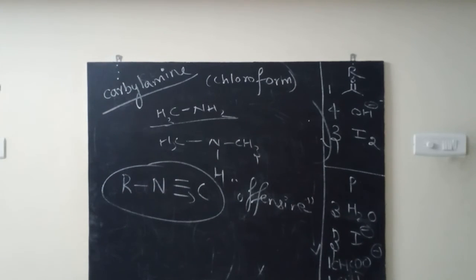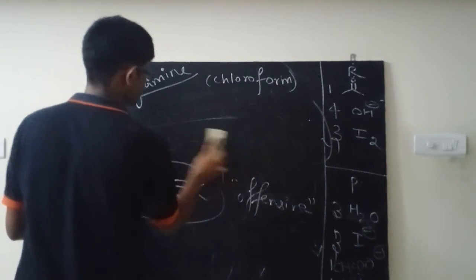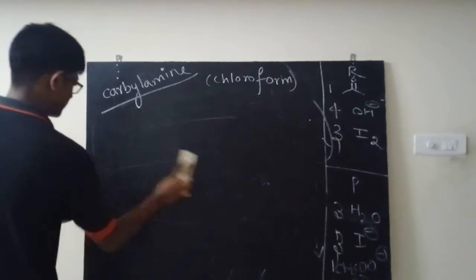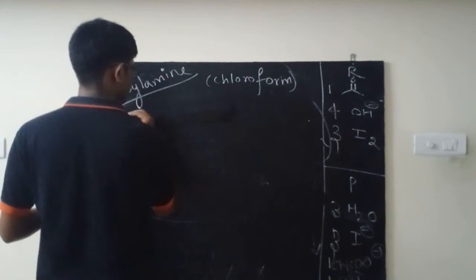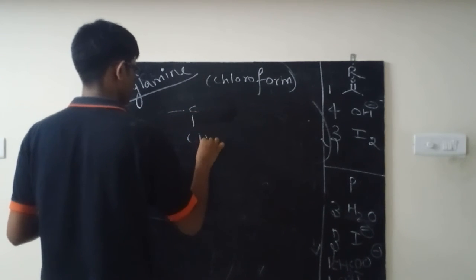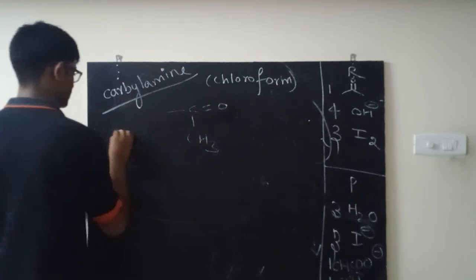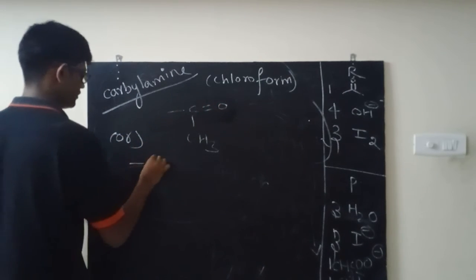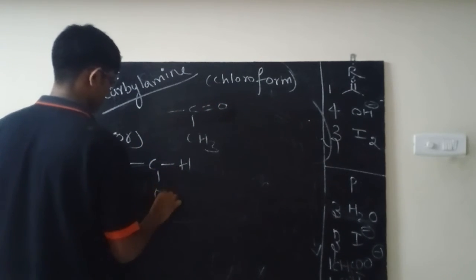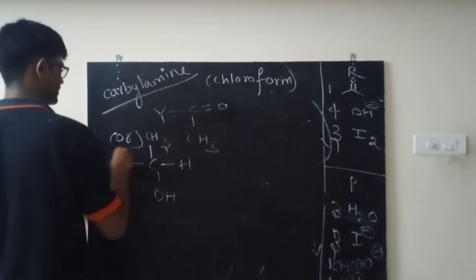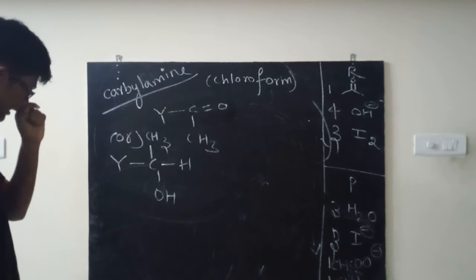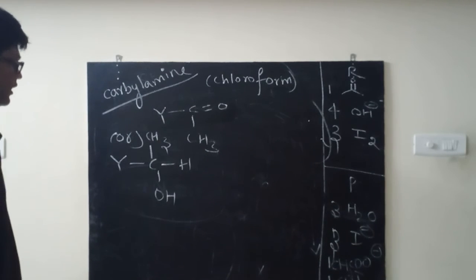We talked about how the iodoform test works. The iodoform test works like this. We said that any compound of the form R-CO-CH3, or any compound that can be oxidized to that form, for example this, with Y meaning anything, can answer the iodoform test.